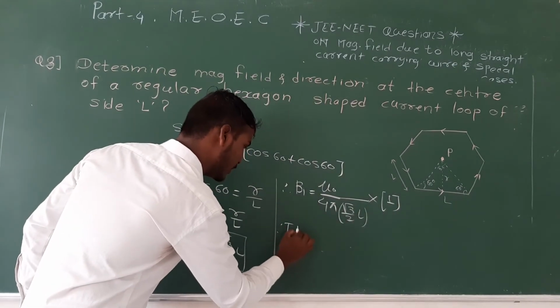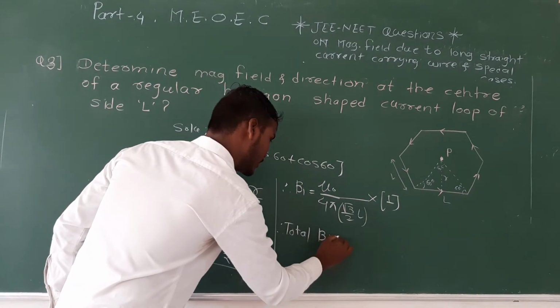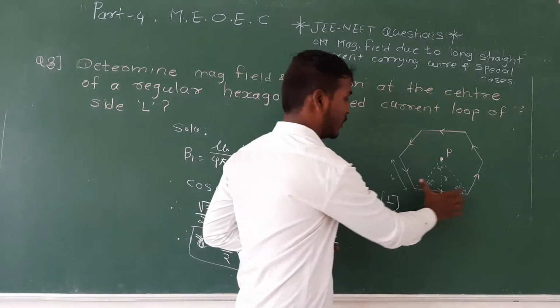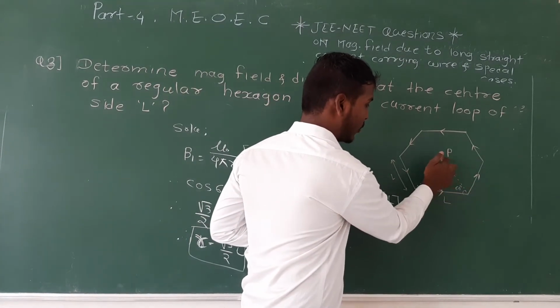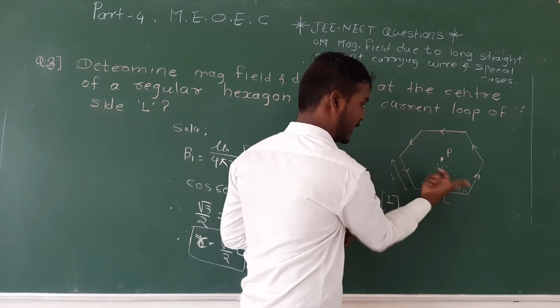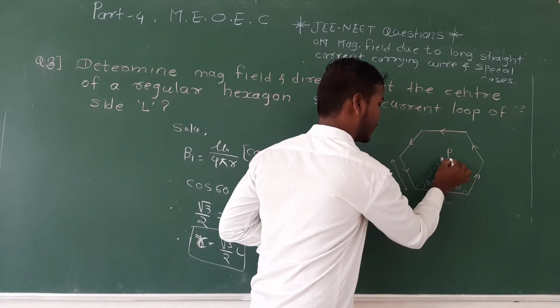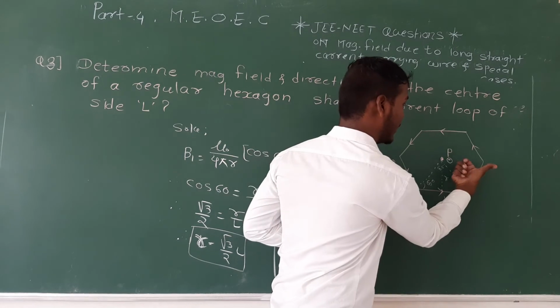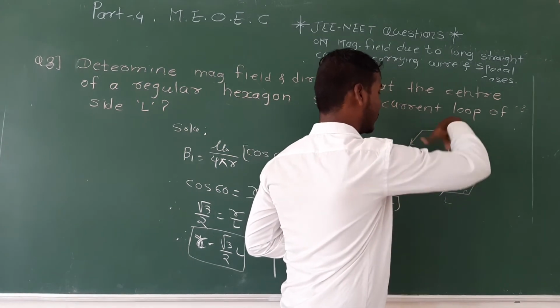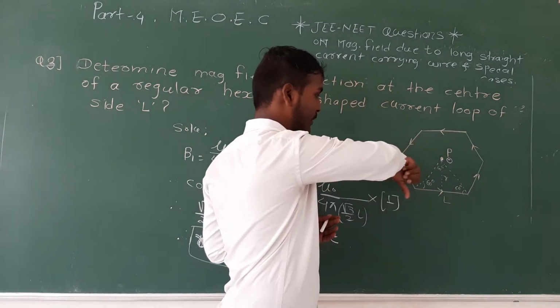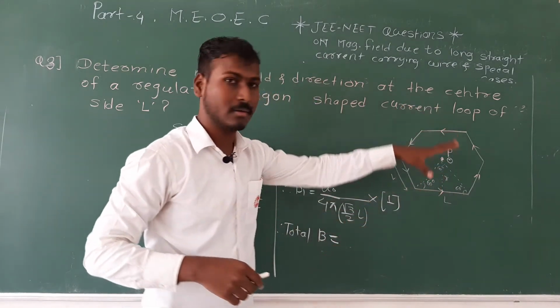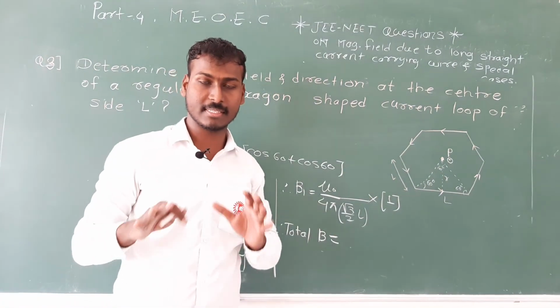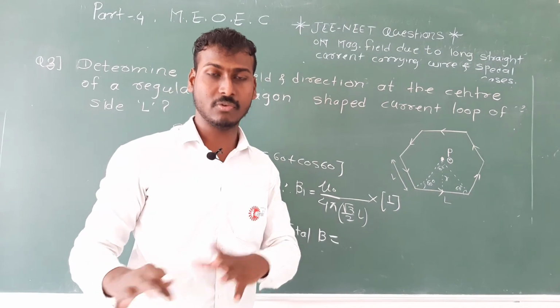Now total B is equal to, see carefully, for this element at a point P, because P is in this plane, direction is coming outside. Similarly, due to this one, coming outside, and you can see coming outside. So for all of them, direction will be coming outside, in the same direction. So we will add them.